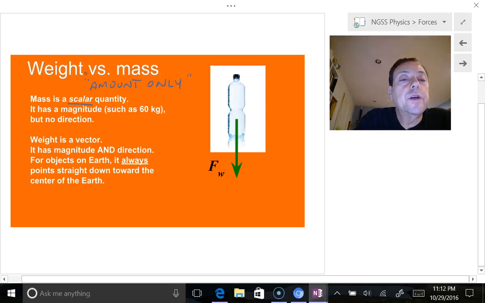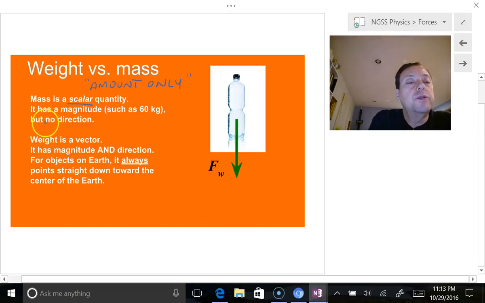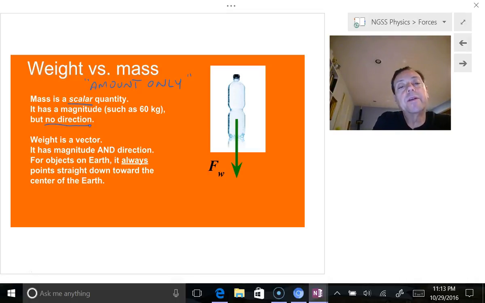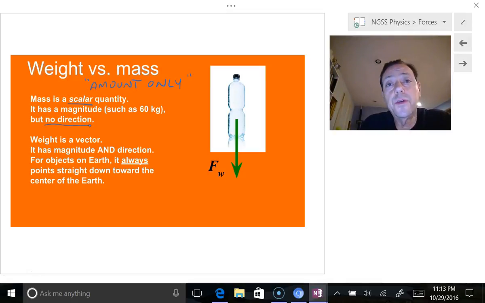So 60 kilograms is an amount of matter. There is no direction associated with a scalar quantity. Weight is a vector. It has a magnitude and a direction. It's always acting in a particular direction. For objects on Earth, it always points straight down towards the center of the Earth. That's why the people in the southern hemisphere and in Australia, they don't fall off, because for them too, the force of their weight acts to the center of the Earth.